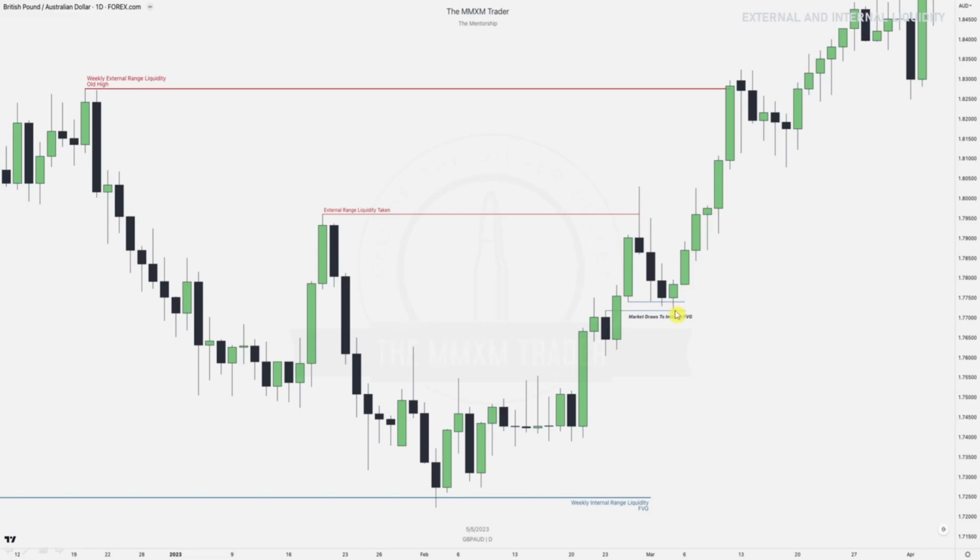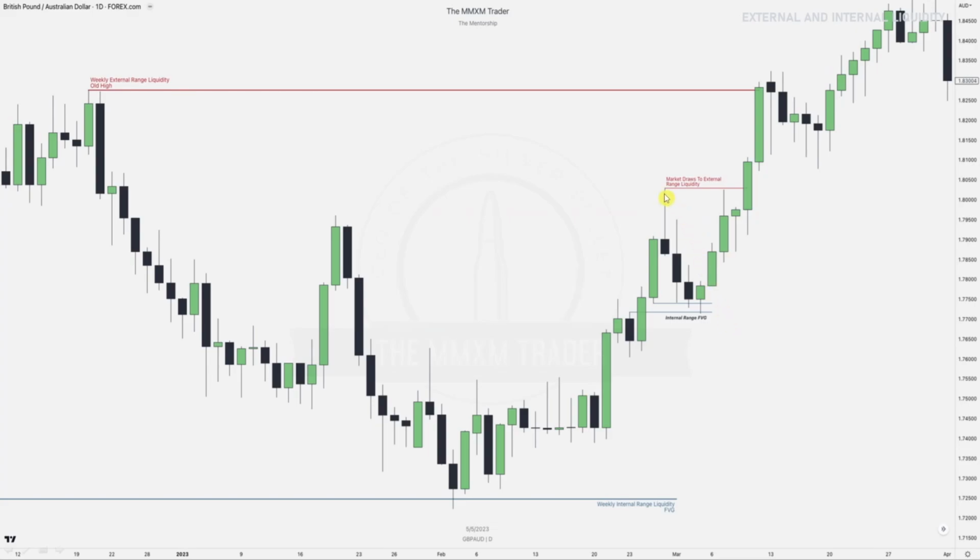Continues up again. Where are we gonna go after we take this internal range? Again, it's on repeat, right? External to internal to external to internal, and it keeps going and going. Again, external range liquidity over here after we take that internal range. So we've gone from this internal on a higher time frame, right? That weekly internal range liquidity as the fair value gap, and now we're on a daily chart and we can see day after day we're looking for external to internal to external to internal.